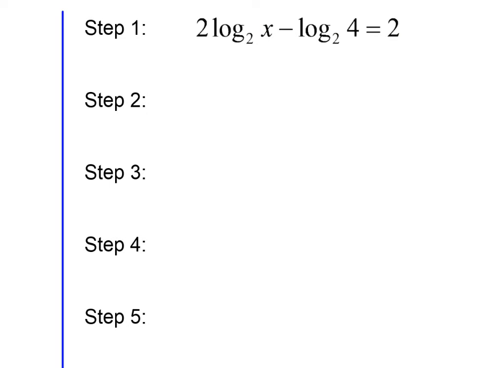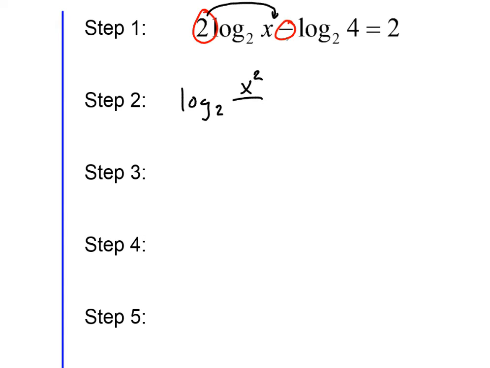Here's one more example where we do see logs happening in two spots on the left side of the equal sign. Let's look for which properties I need to use. First off, I notice there is a minus sign. That means that I'm going to have to put these together by using the quotient property and have a division in my logs. I also notice there is a 2 in front. That means I'm going to be using the power property. That 2 will become an exponent. So now my problem would be log base 2. The 2 becomes the x's exponent.